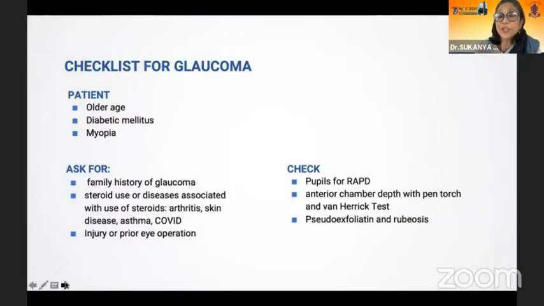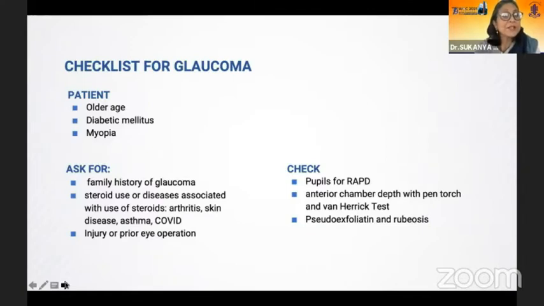So here is my checklist, which you can make part of all your comprehensive examinations so that you don't miss out. When you see a patient, if he is over 60, if he has diabetes, if he has myopia, be aware that these patients are at risk for glaucoma.